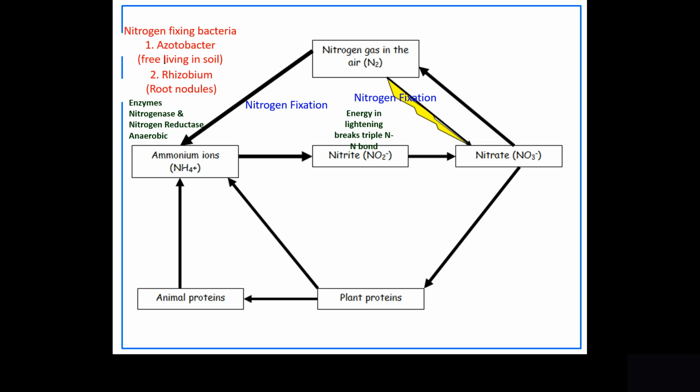Now, like I say, in your specification, it says that you don't need to know the names of the bacteria. All you need to know is that they are nitrogen fixing bacteria, and some live in the soil and some live in roots. That's all you need to remember. But that then converts our nitrogen atoms from the nitrogen molecule as a gas in the air into ammonium ions, which are now in the soil.